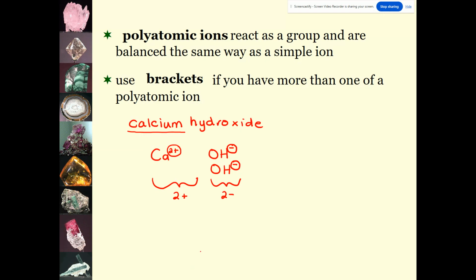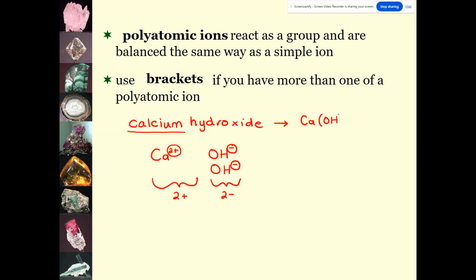Now, when I write the formula for the compound, I don't show the charges. This is just my background work or what I'm thinking in my head. When I write the formula, the charges are not written, but I do need to show how many of those ions it takes to make up that compound. So there's only 1 calcium needed, but I need 2 hydroxides.